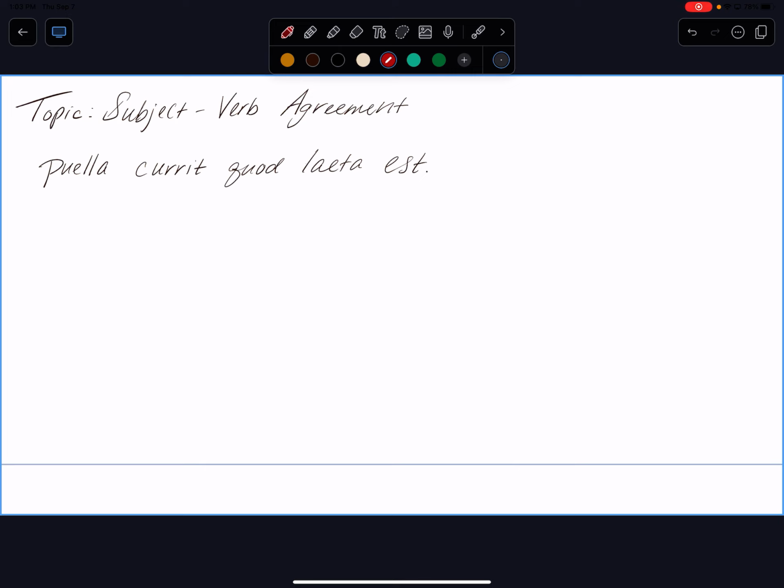Well, it's close to laeta. There's another verb there. Yes. Okay, so we've got est, which is a linking verb, and then we've got currit, which is a regular old verb. Okay, so two verbs. They both end in the letter T, right?